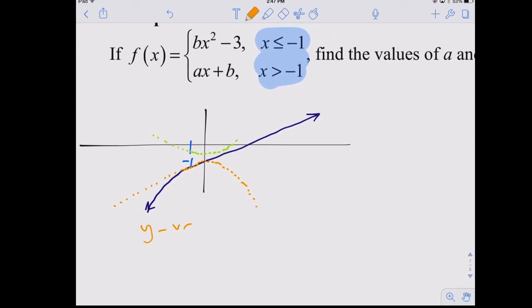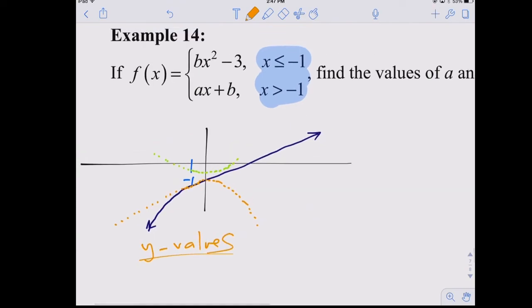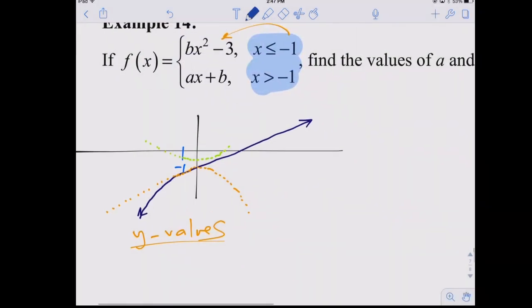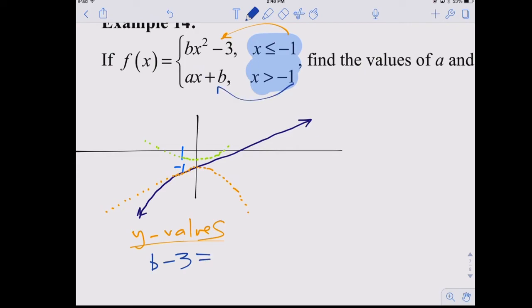The y values, forcing it to be continuous, just like before. Limit from the left is the same as the function value. You need to plug in your negative 1 there, right, and you get B minus 3. That's the limit from the left. That's the function value. You need to force it to equal the limit from the right of negative 1, which is negative A plus B.